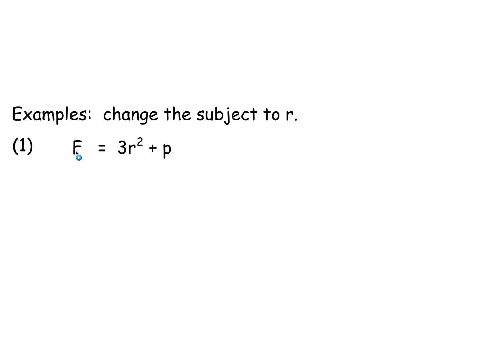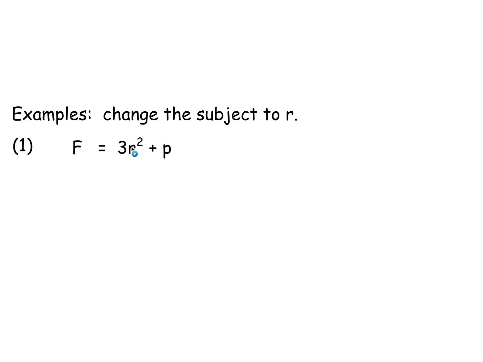So here's subject f, f equals. We want to change the subject to r, want to get to r. So you've got to do things in the correct order here. Think, if you put a number in for r, like if r became 5, you would square it first to get 25, then you'd times it by 3, then you'd add in whatever p is.